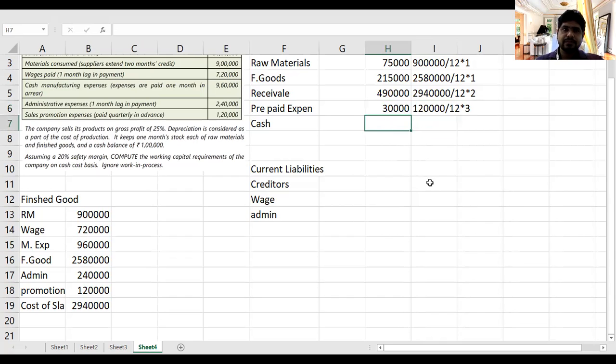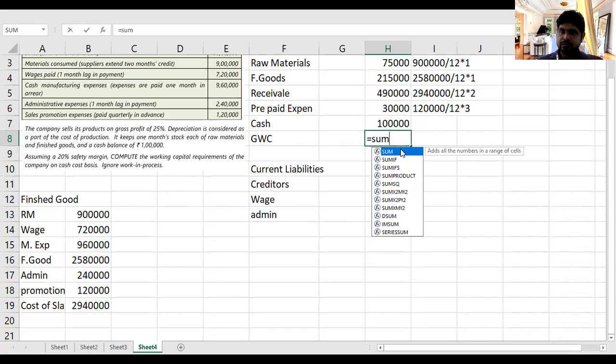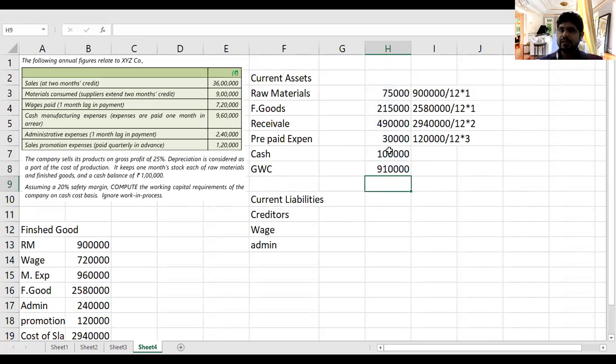And how much cash balance? Cash balance? How much? Any answers? Cash balance is given. That is how much? 1 lakh. It's 100,000, right? 100,000, right? Now, how much gross working capital now? Gross working capital equals the sum of, right, the sum of this figure.